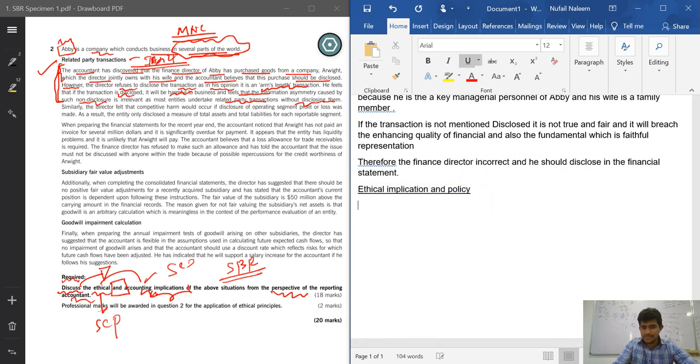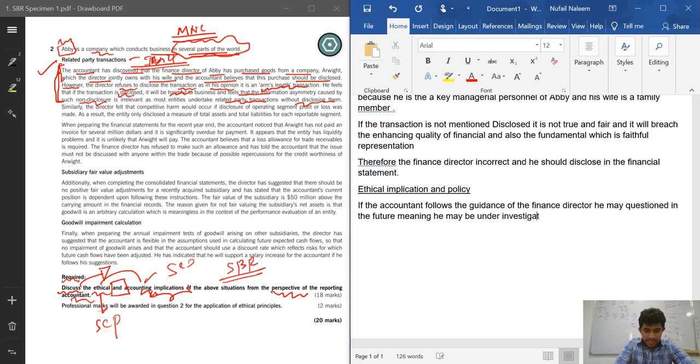Now let's go through this ethical implication and policy. Now it's very clear we should think in the point of the accountant. If the accountant follows the guidance of the finance director, he may be questioned in the future. Meaning, he may be under investigation too. And sometimes he may lose his job.